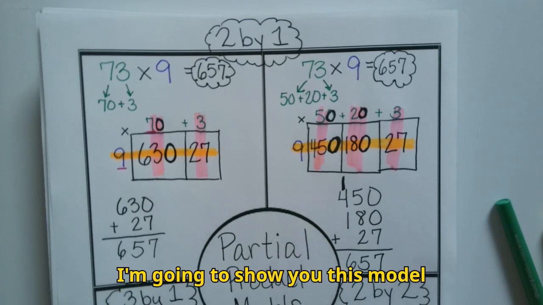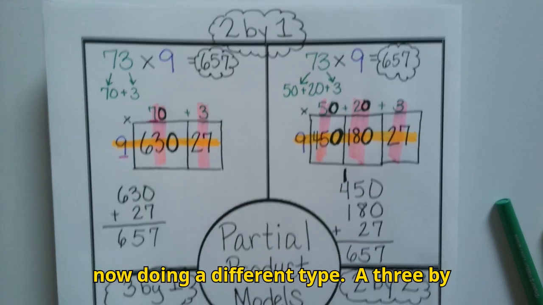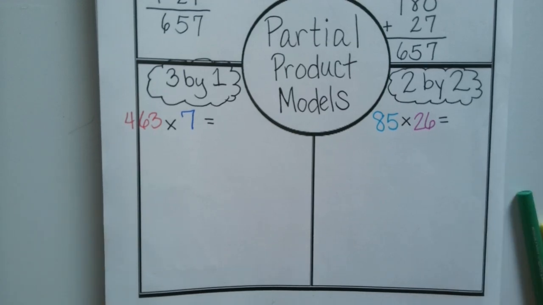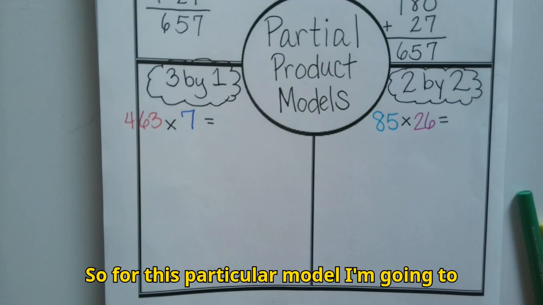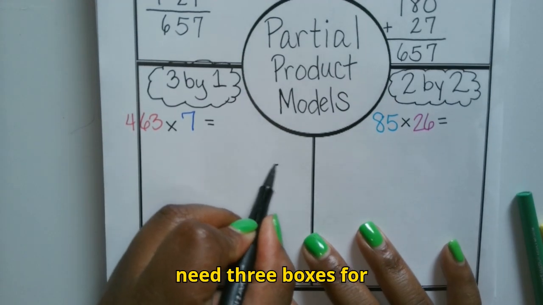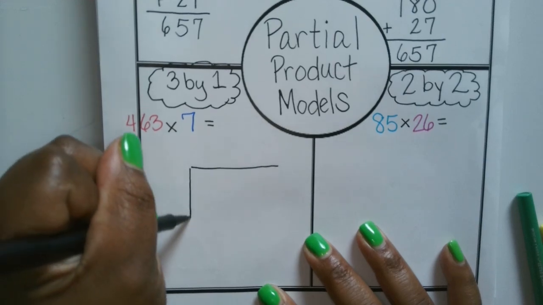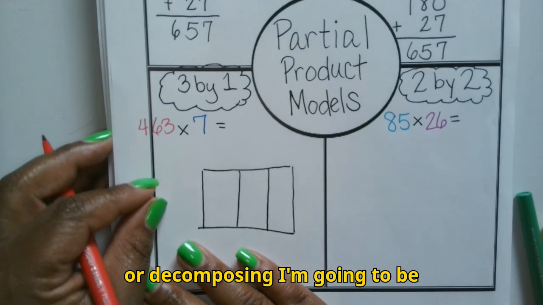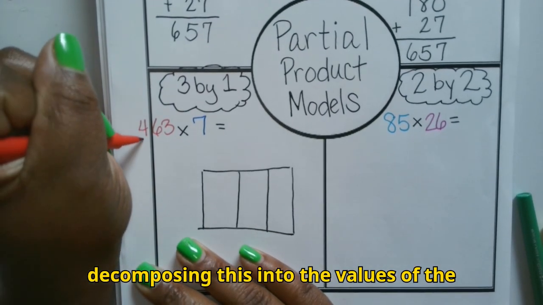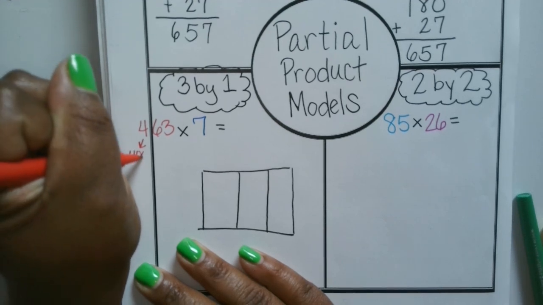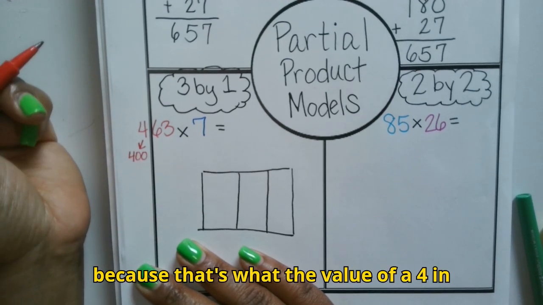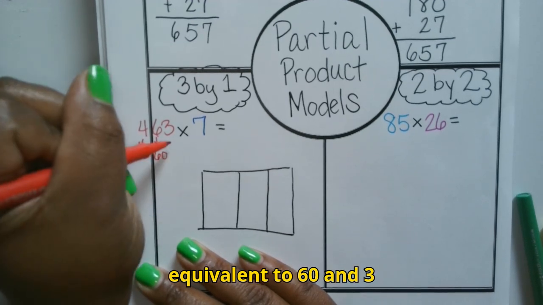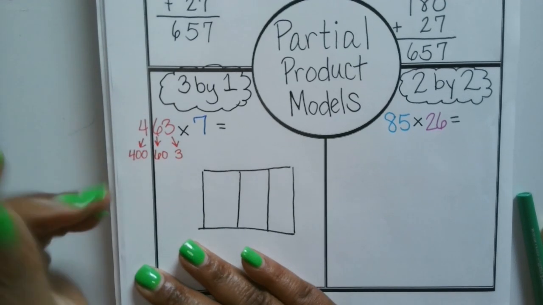And I'm going to show you this model now doing a different type, a 3 by 1 digit. This one is 463 times 7. So for this particular model, I'm going to need 3 boxes for my first factor. I'm going to be decomposing this into the values of the places. So 400, because that's what the value of a 4 in the hundreds place is. 6 tens is equivalent to 60, and 3 ones is equivalent to 3.